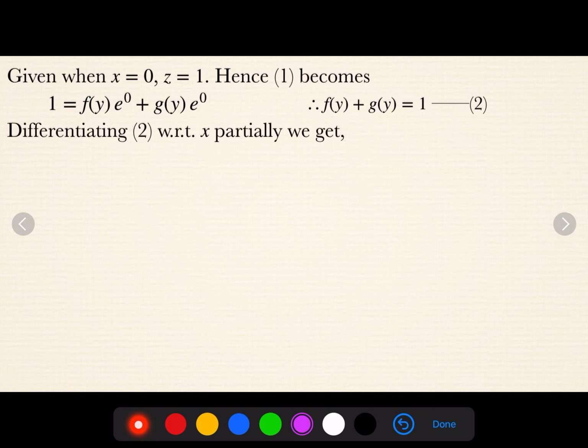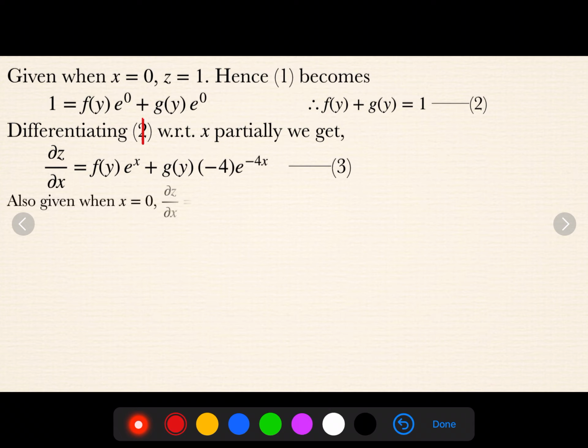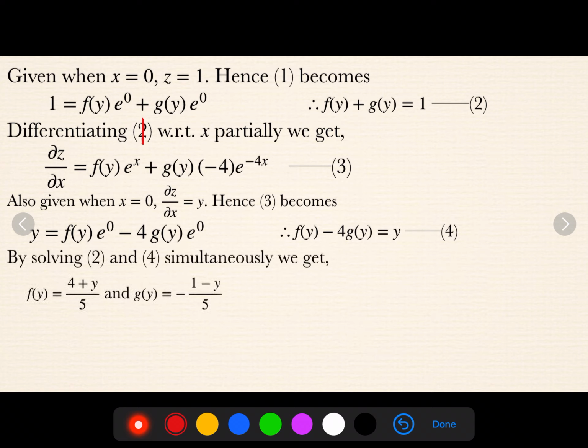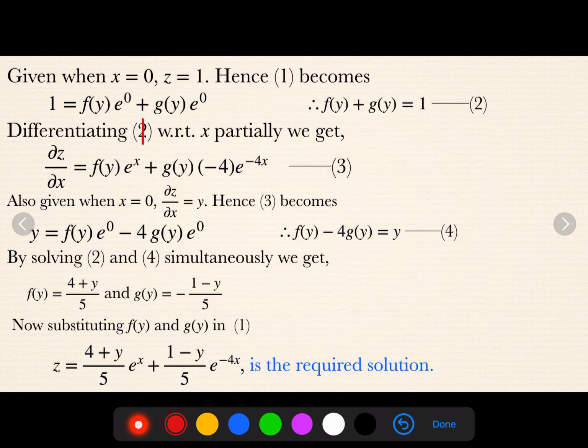Call that equation 2. Differentiating equation number, sorry, this is not 2, it is equation number 1, partially with respect to x, we will get ∂z/∂x = f(y) e^x − 4 g(y) e^(−4x). Use the second condition. So that equation number 3 becomes f(y) − 4 g(y) = y. Solve equations 2 and 4, we will get f(y) and g(y) as (4 + y)/5 and (1 − y)/5. Substituting these two in equation number 1, we will get the final solution.